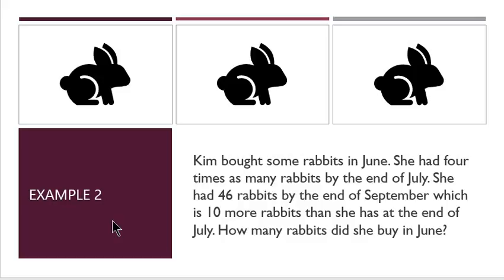Kim bought some rabbits in June. She had 4 times as many rabbits by the end of July. She had 46 rabbits by the end of September, which is 10 more rabbits than she has at the end of July. How many rabbits did she buy in June?